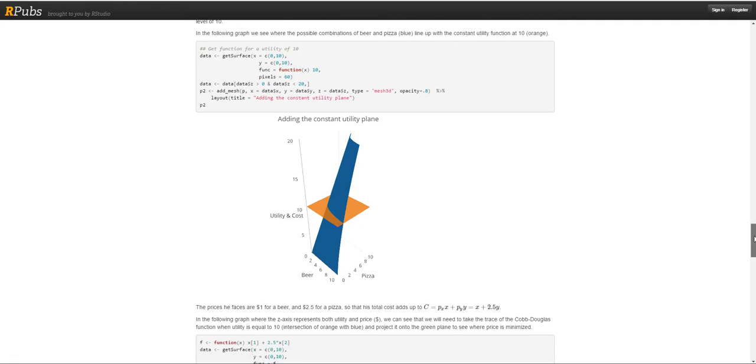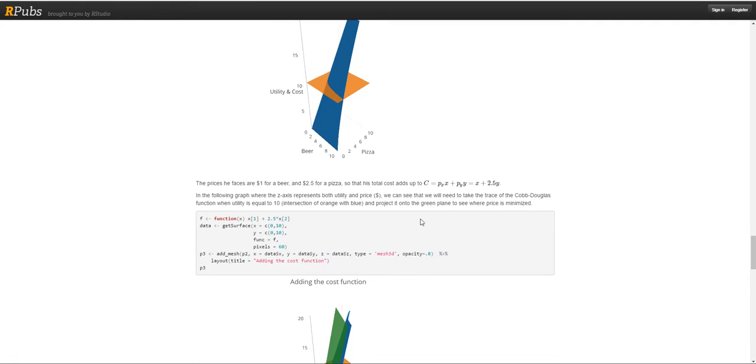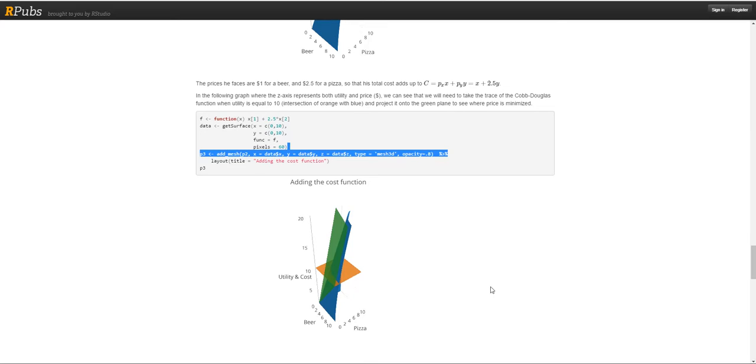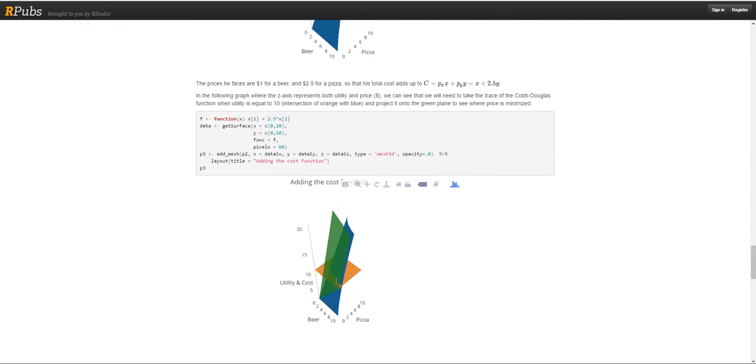Since Joe wants to spend his vacation on pricey Tahiti, he wants to spend as little money as possible on reaching his utility level of 10. His cost function is given by this expression, where the price for one beer is $1, the price for a pizza is $2.50. So in the following graph we then add a green structure in order to visualize this cost function.